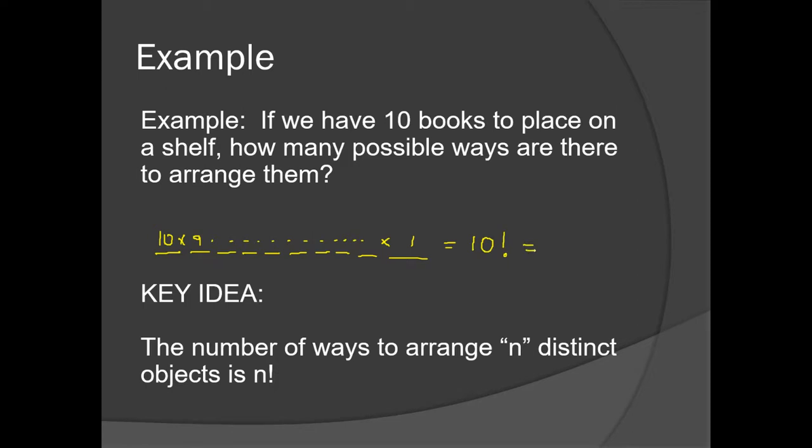10 factorial is equal to 3,628,800. The key takeaway from this question is that if you have n objects and you're arranging all of those objects, the number of ways to do that is n factorial. So a really useful way to make our counting problems more efficient.